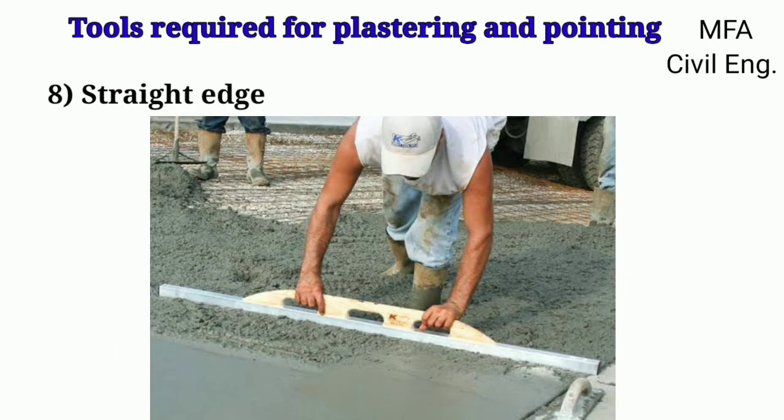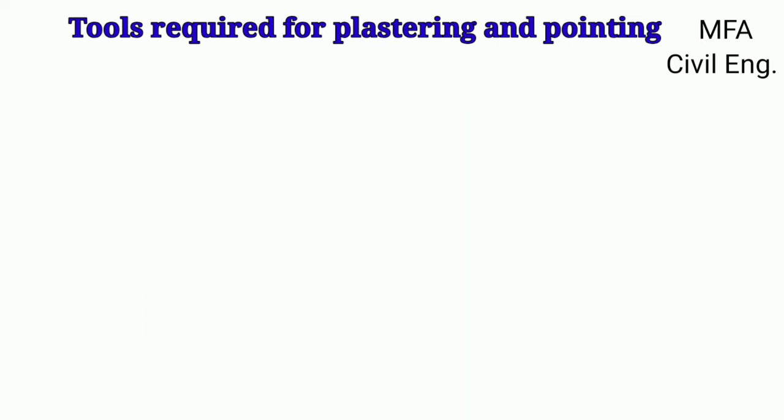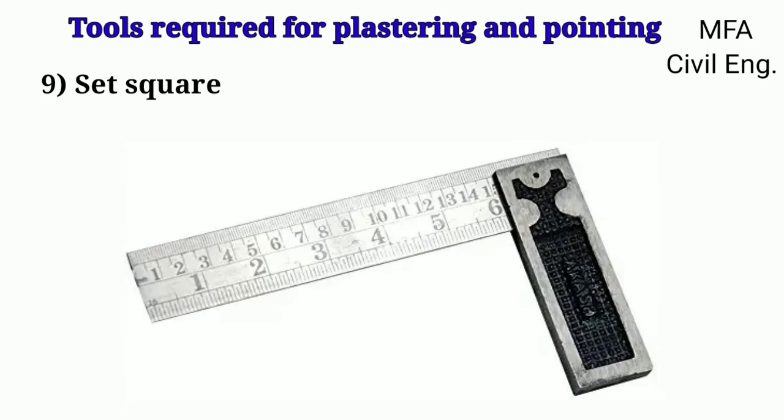Straight edges are used to provide a finish to the plaster surface, especially at the corner and the edge of the wall. Set square is used to provide two plaster surfaces perfectly at 90° at the corner.